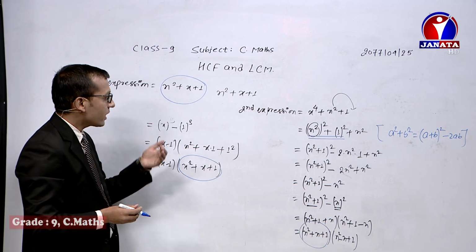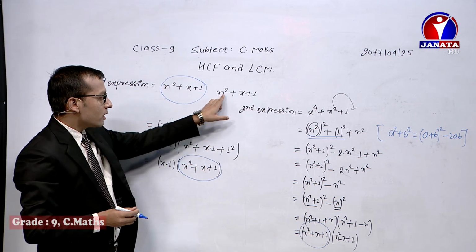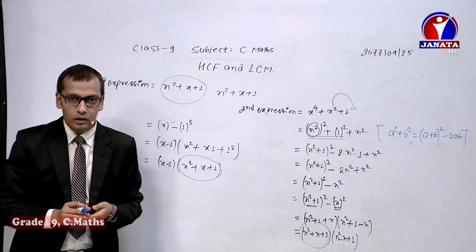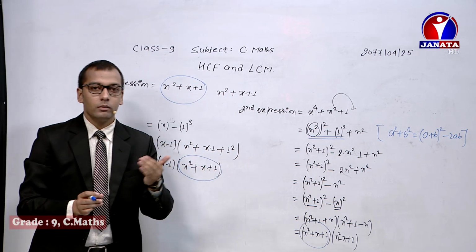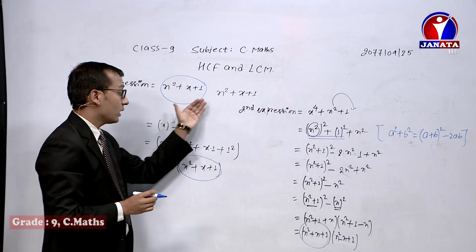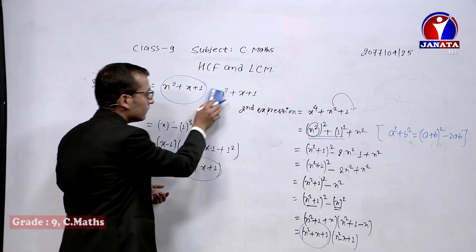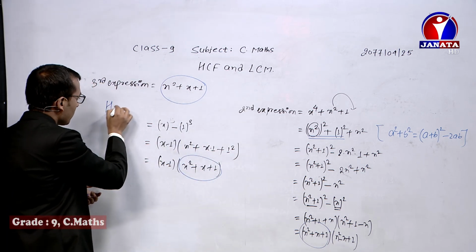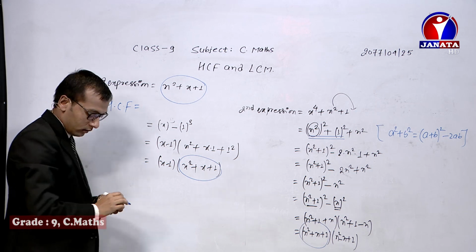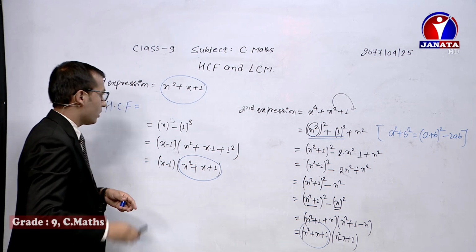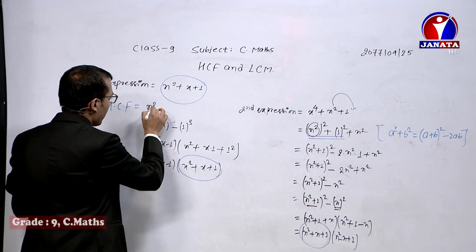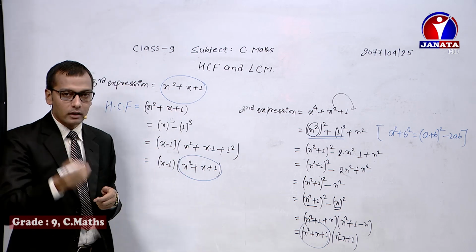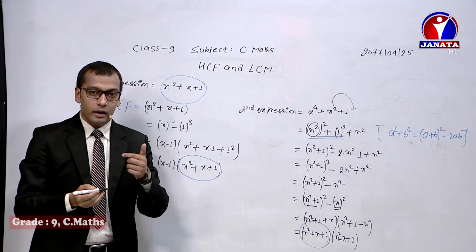So in the third expression, we have x square plus x plus 1, we don't need to factorize this. It's common from all the expressions, and we cannot factorize this. So HCF is the common factors. So what is the common factor? x square plus x plus 1 is common factor from all the expressions.